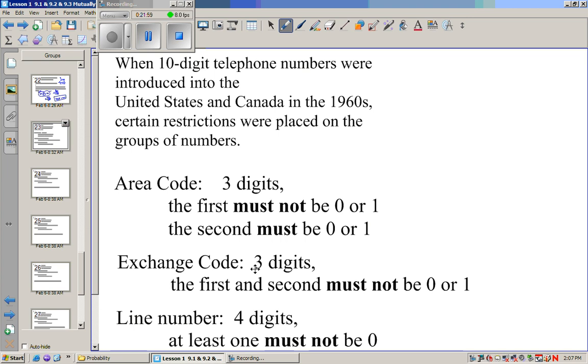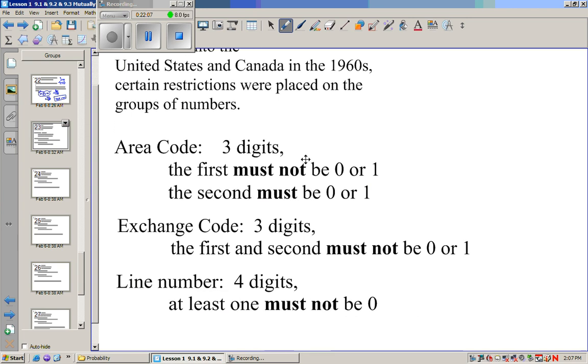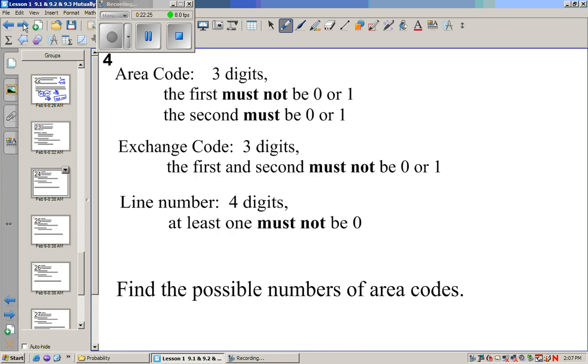Now, when 10-digit numbers were introduced in the United States and Canada during the 1960s, there were certain restrictions placed on those numbers. The area code had to be 3 digits. The first must not be a 0 or a 1, and the second must be a 0 or a 1. The exchange code is 3 digits. The first and the second must not be a 0 or a 1. And the line number was 4 digits, where there's at least one, but that must not be a 0. Find all the possible area codes.